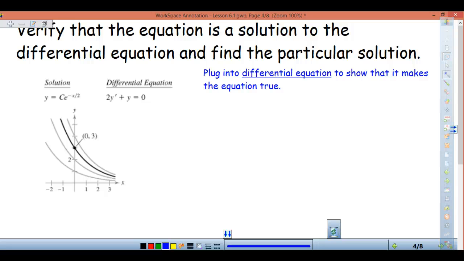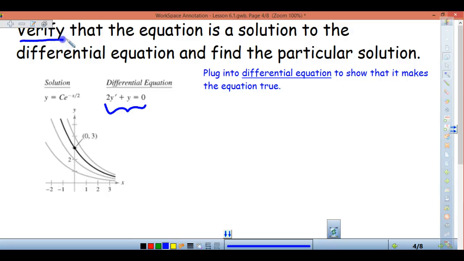So here's just another example. Verify the equation is a solution to the differential equation and then find the particular solution. All right, so we want to show that that equation meets the criteria of 2 times the first derivative plus the original function equals 0.